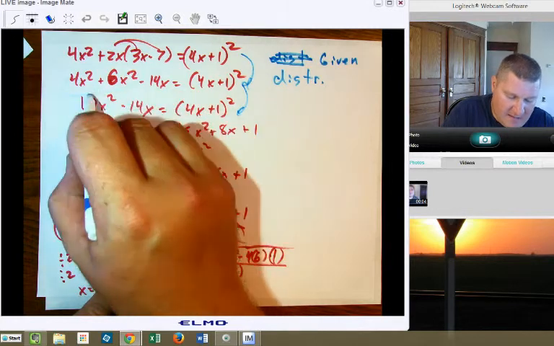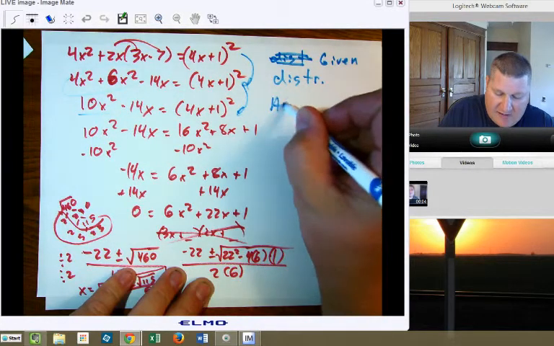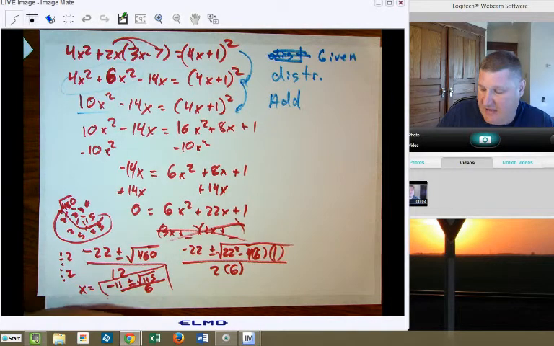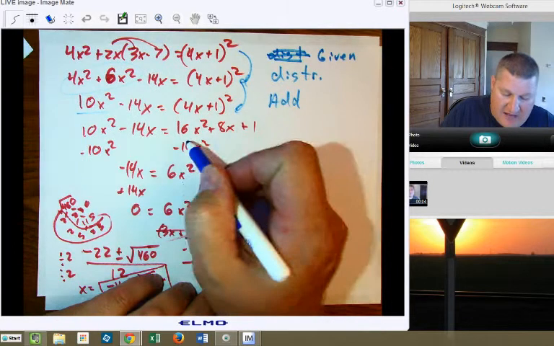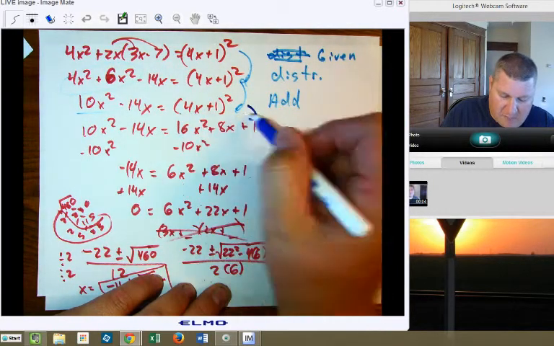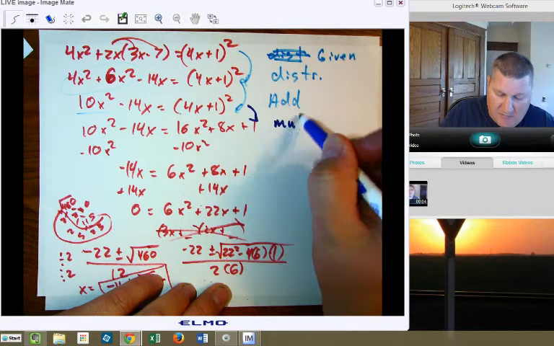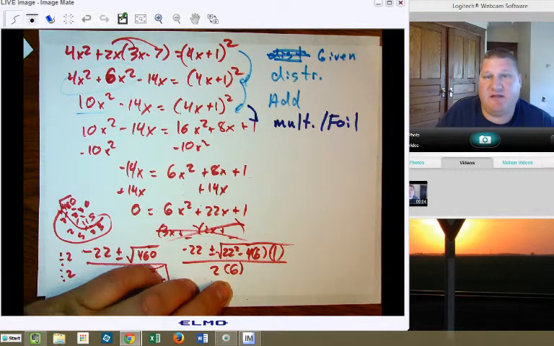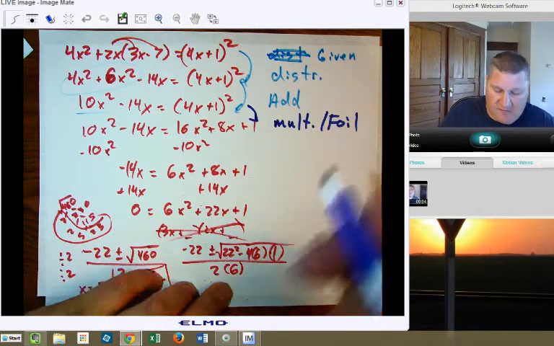Okay, and how did I move from here to here? I added. Now, I don't say addition property of equality because I didn't add to both sides. I only added to one side of the equation, so it's just straight up addition. Now, at this point, how did I get from here to here? I multiplied out. So that's going to be by multiplication. If you put FOIL, I would be happy to have you put FOIL there too. That's a very nice method to use.